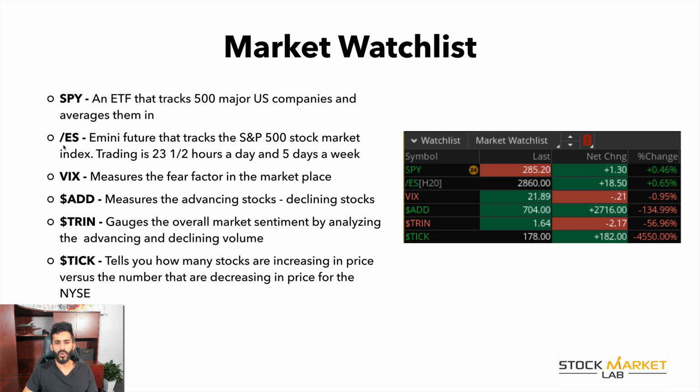Next, I have /ES. This is an E-mini future that tracks the S&P 500 stock market index. Basically, the trading on the ES is 23 hours and 30 minutes a day for 5 days a week. So this is basically open 5 days a week around the clock, right? It's closed on the weekends, but this allows you to see overnight what the market is looking like for tomorrow. So this is something I look at overnight that allows me to see how tomorrow is looking, right?